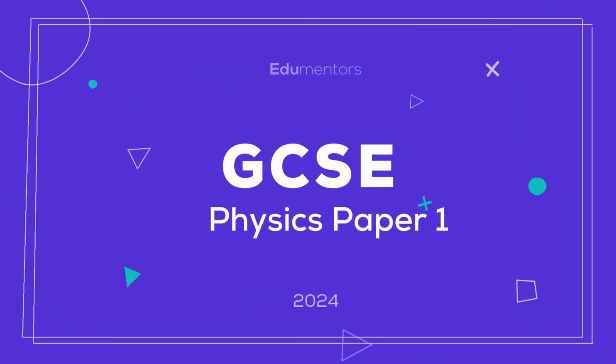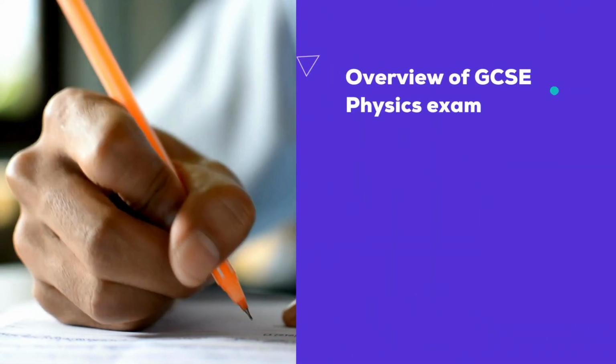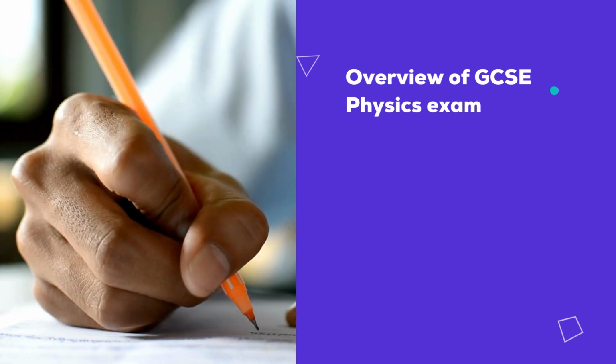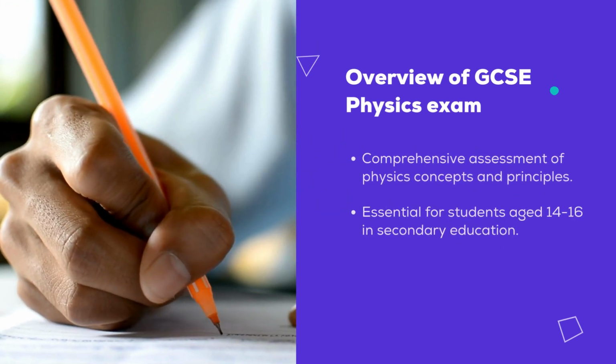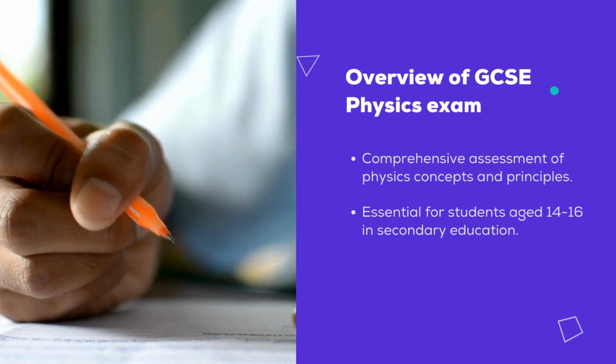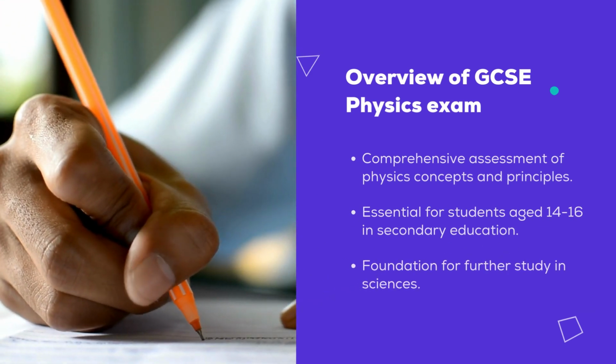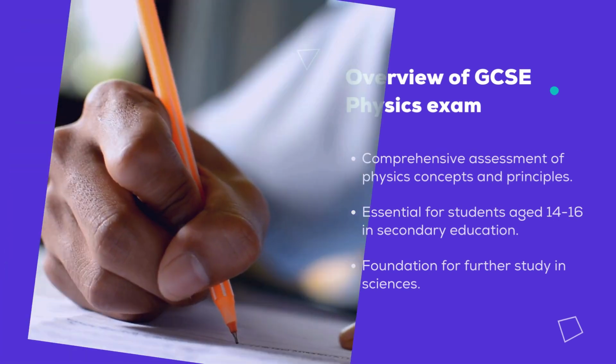GCSE Physics Paper 1. Overview of the GCSE Physics exam. Comprehensive assessment of physics concepts and principles. Essential for students aged 14 to 16 in secondary education. Foundation for further study in sciences.